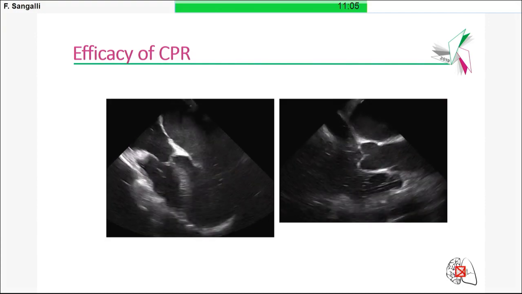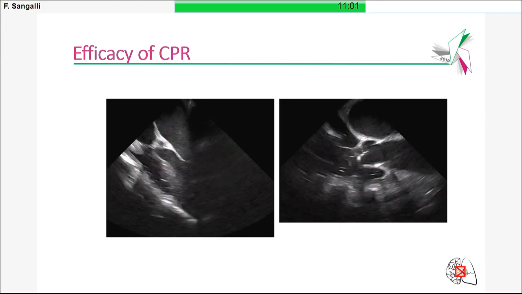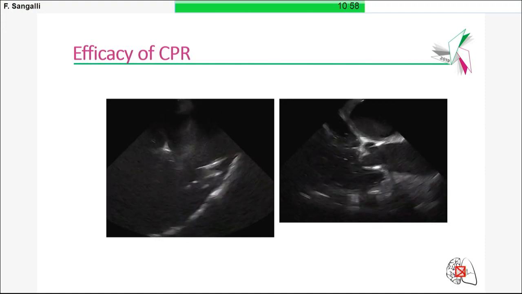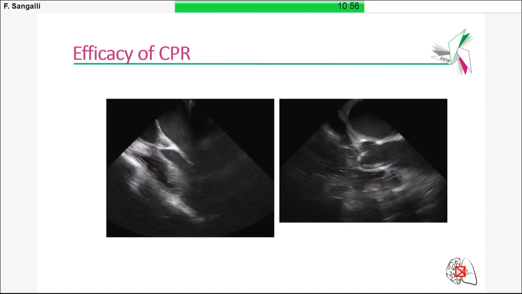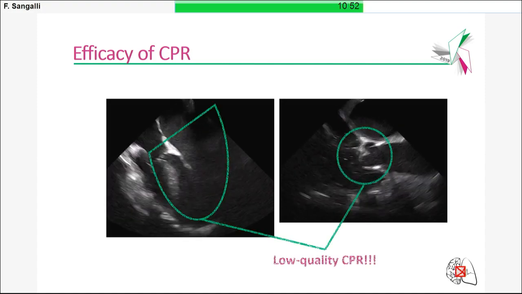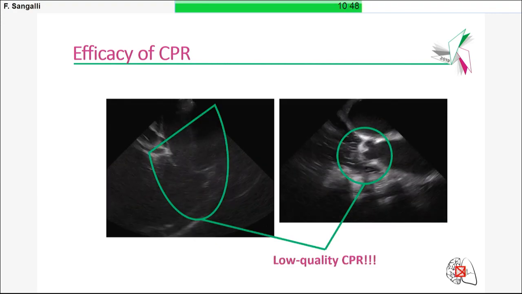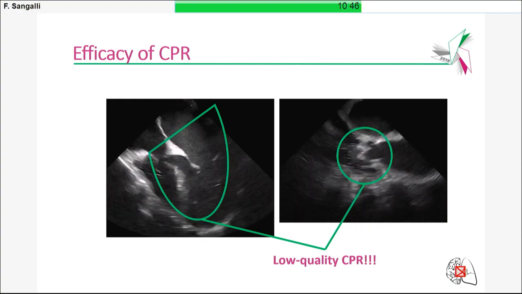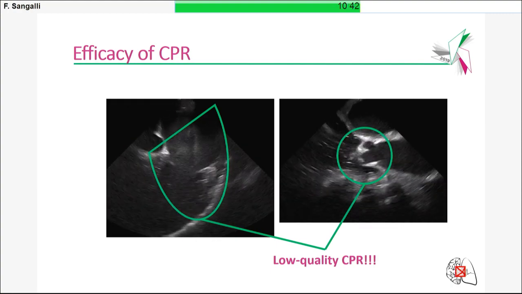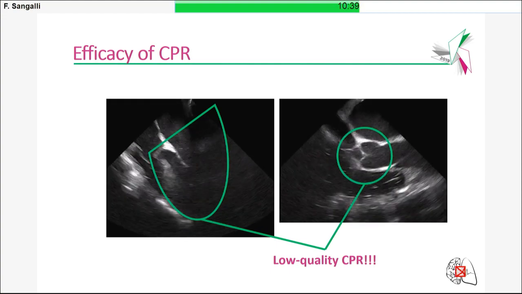Another important issue, maybe we are resuscitating a patient for half an hour, then the patient is never getting a return of spontaneous circulation, and we can prevent ourselves from being inaccurate. You can see here that with TOE, we can see that we are performing the CPR incorrectly. We are compressing only the right ventricle, the aortic valve is not opening, and so we are pretending to do CPR, but we are not actually.